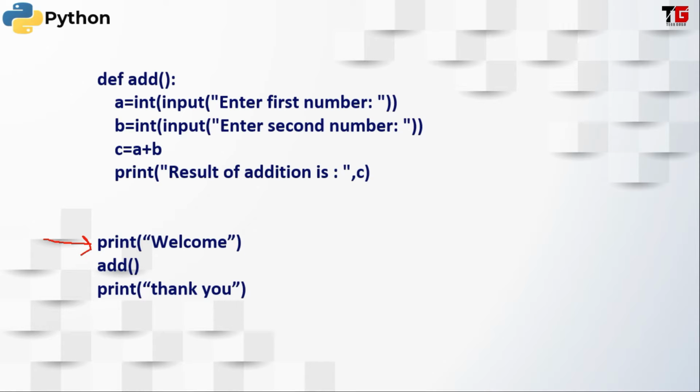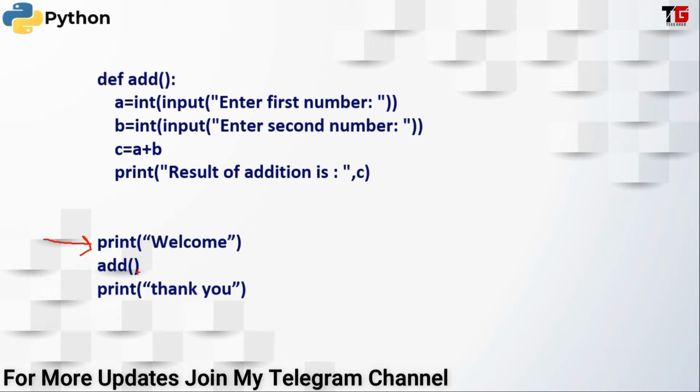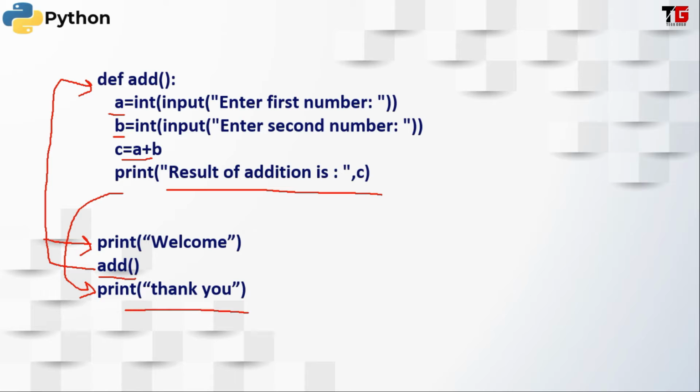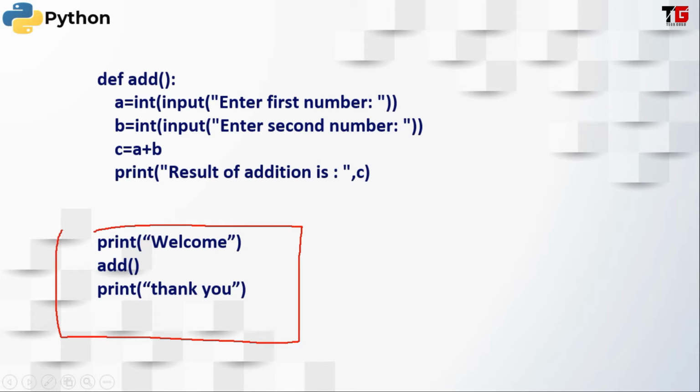The main program starts from here. First a welcome message gets printed on the screen. After that we are calling the add function. It means the control will move to this add function here. It will accept two numbers from the user, then add the numbers and then display the result. After this function, control will come back here and this thank you message will be displayed on the screen. We will get the result. But the problem is that here in the main we don't know which two numbers were added in the add function.